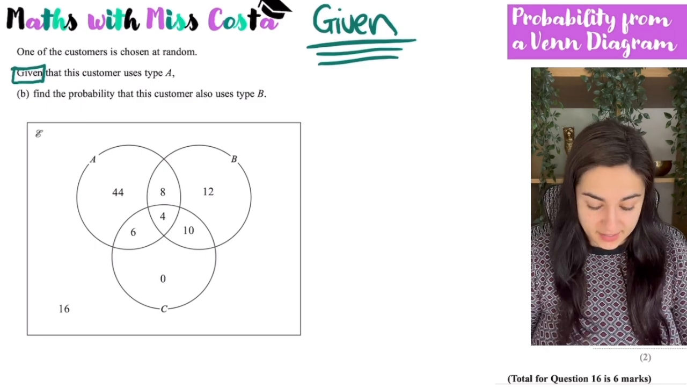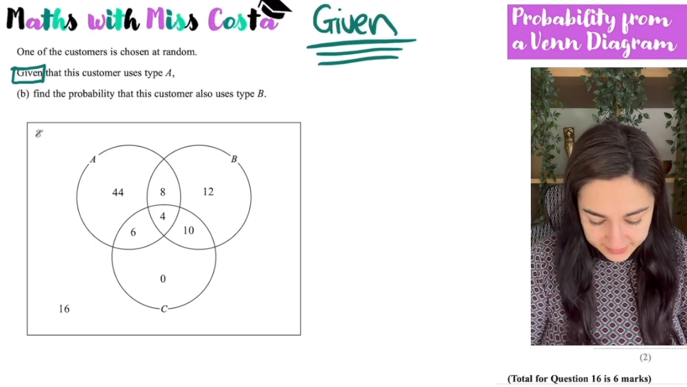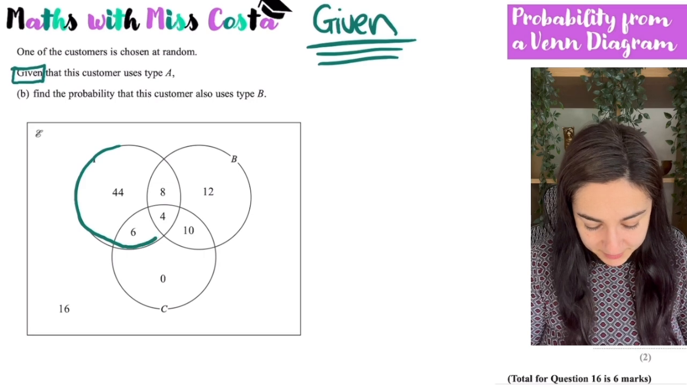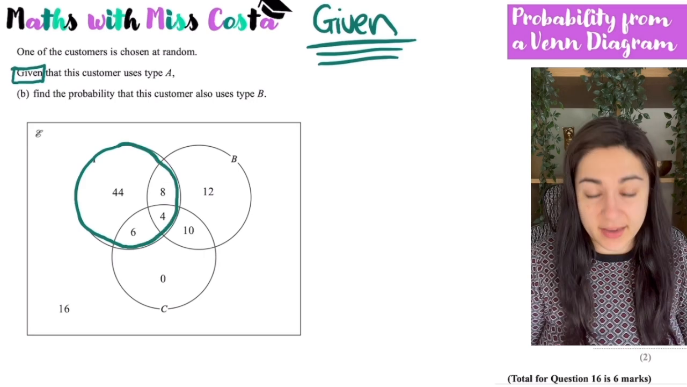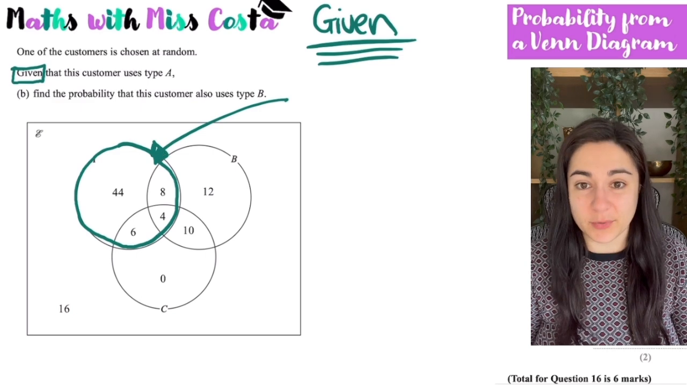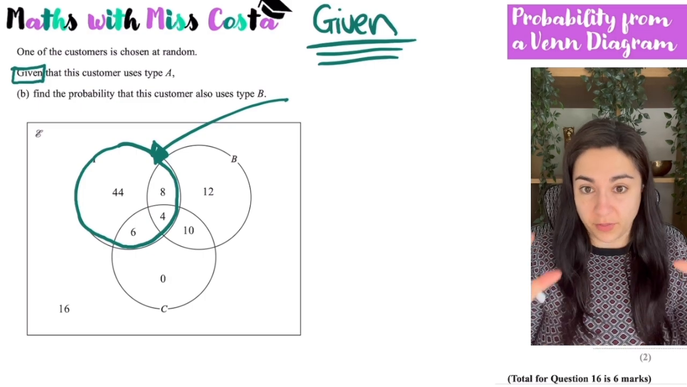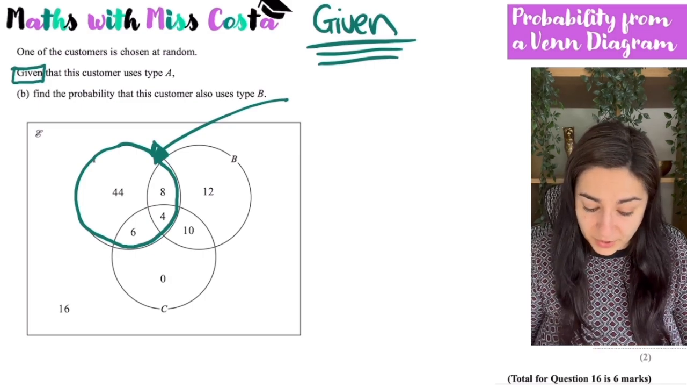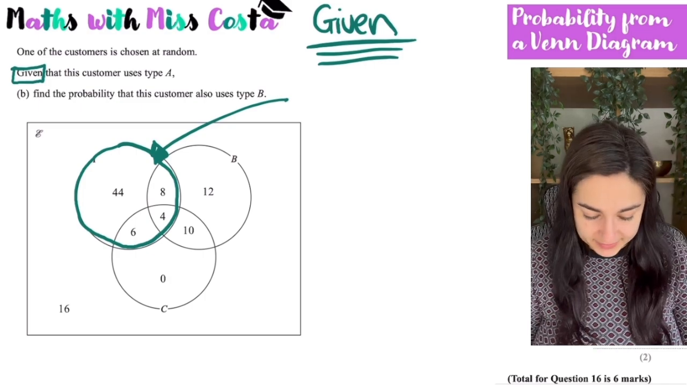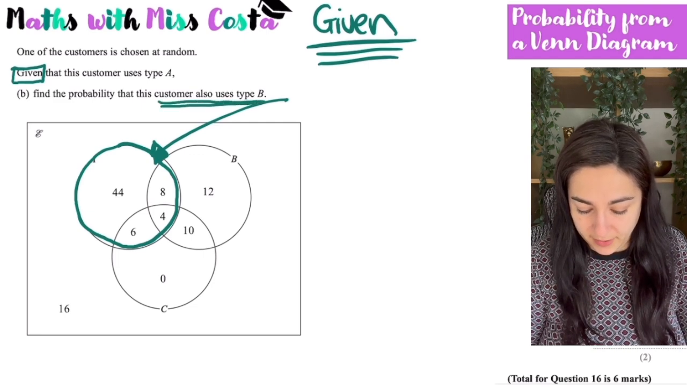So originally there were 100 customers, but now it is given that the customer uses type A. So the customer has to use type A. So therefore it can be only out of these people. So whenever you're given the word given, it shrinks your Venn diagram. It's no longer the whole thing. So given that this customer uses type A, find the probability that this customer also uses type B.